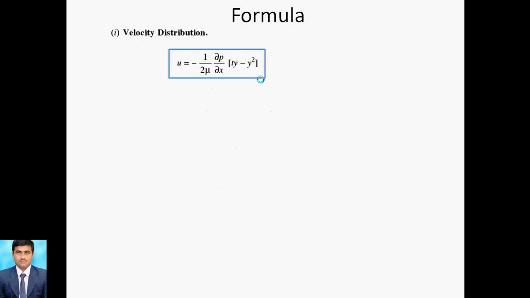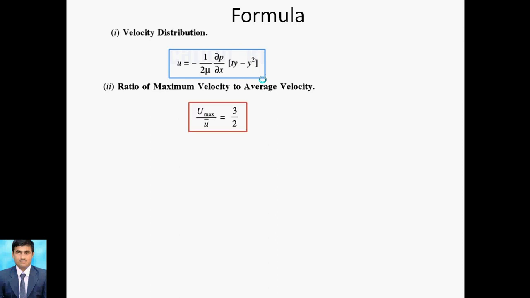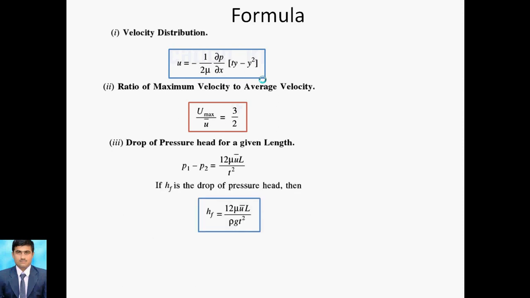Then the velocity distribution in general form we can calculate as u = -1/(2μ) ∂p/∂x (ty - y²). Then you can go for the ratio of maximum velocity to average velocity. As we know, u_max/u_bar = 3/2. The drop of pressure head for the given length is P1 - P2 = 12 μ u_bar L / t². And if you put the head-loss drop, hf = (P1 - P2)/ρg, that becomes 12 μ u_bar L / (ρ g t²). And therefore, if you go for shear distribution, this is the general form of the equation.